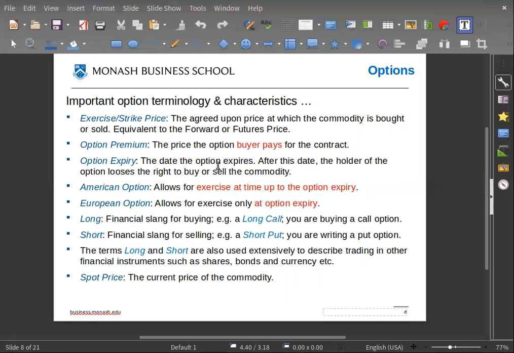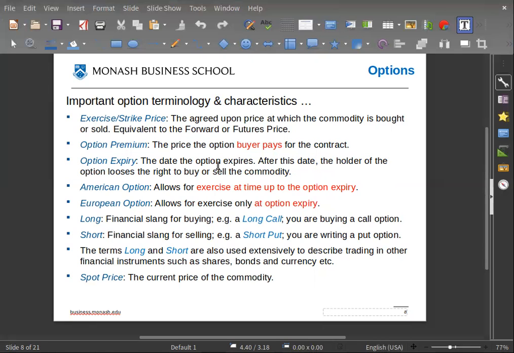So now let's take a look at some of the terminology and characteristics of an option. First, the exercise or the strike price. It is the agreed upon price at which the underlying asset can be bought or sold. This will be clearer to you when we look at a real-life example. The option premium. The price which the option buyer has to pay for the privilege, for the flexibility of having the option.